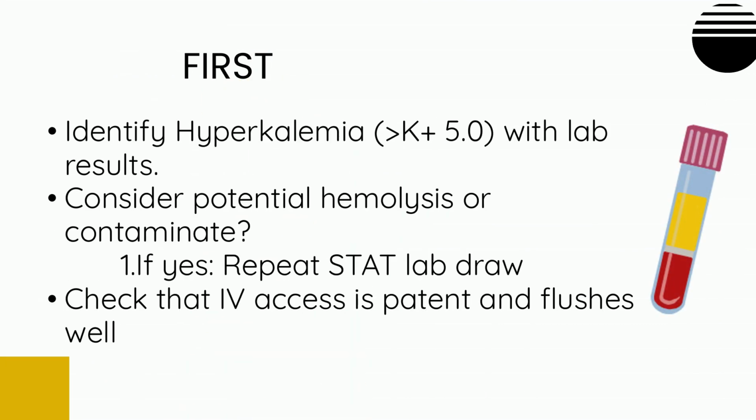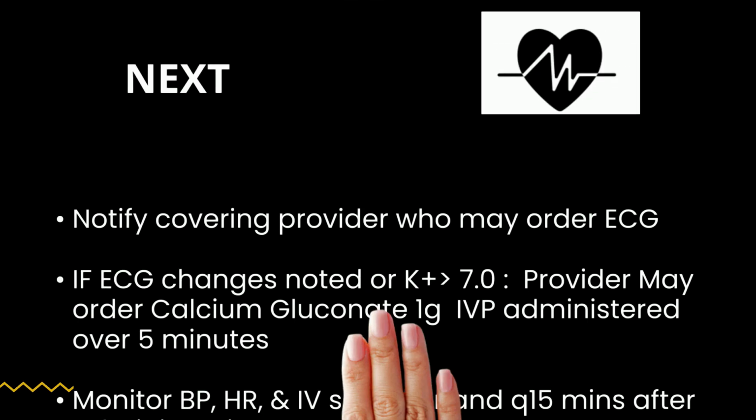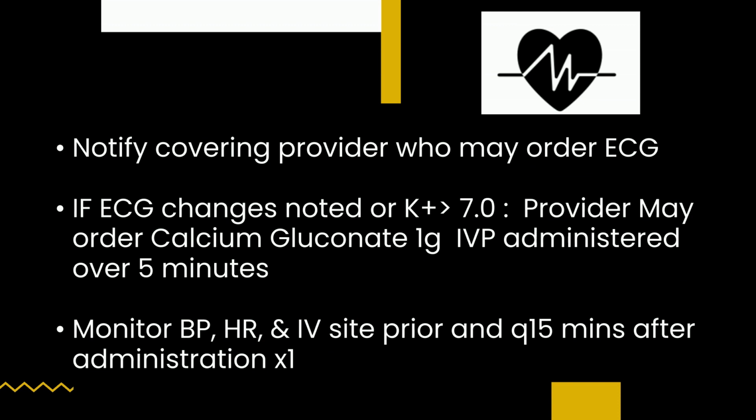The first thing you want to do when you identify hyperkalemia in a patient is consider the potential for hemolysis or contamination. Was the blood drawn from an arm that had an IV infusing? If the answer to that question is yes, you want to do a repeat stat lab draw. The next thing you want to do is make sure that the patient has an IV access that is patent and flushes well.